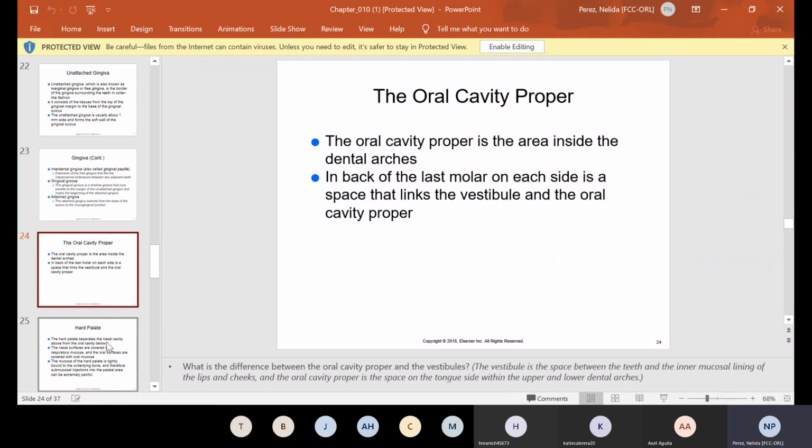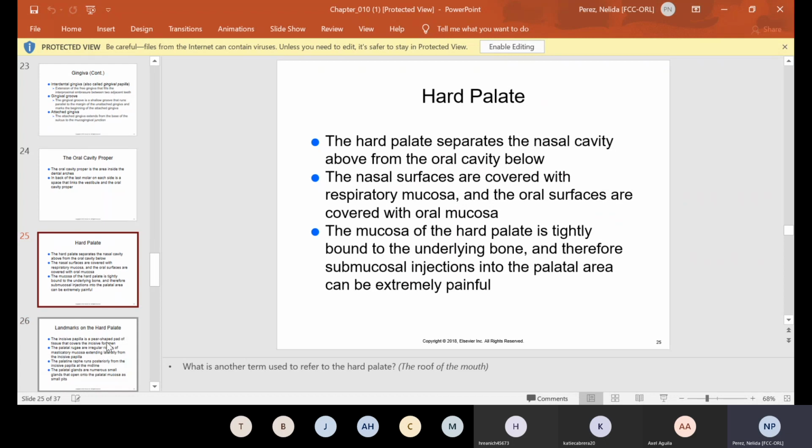The oral cavity proper is the area inside the dental arches. In back of the last molar on each side is a space that links the vestibule and the oral cavity proper. Your hard palate separates the nasal cavity above from the oral cavity below. The nasal surfaces are covered with respiratory mucosa, and the oral surfaces are covered with oral mucosa. The mucosa of the hard palate is tightly bound to the underlying bone, and therefore submucosal injections into the palatal area can be extremely painful.